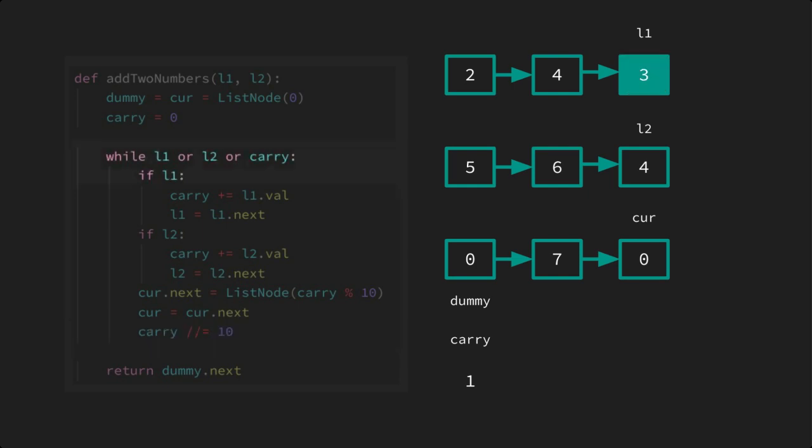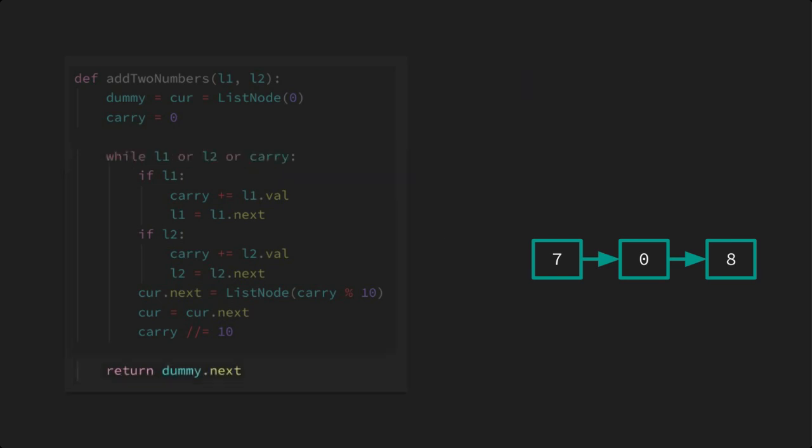This time L1 exists, so we add it to carry, and we increment L1 to the next node, which in this case doesn't exist. So L1 is now equal to none. Then we do the same for L2, it exists, so we add it to carry and increment it, but next doesn't exist, so its value is now none. Then we create the final node in our answer list, increment current, reset carry, and now when we iterate again, L1 is none, L2 is none, and carry is 0, so we exit the loop and we return the list that dummy is pointing to.